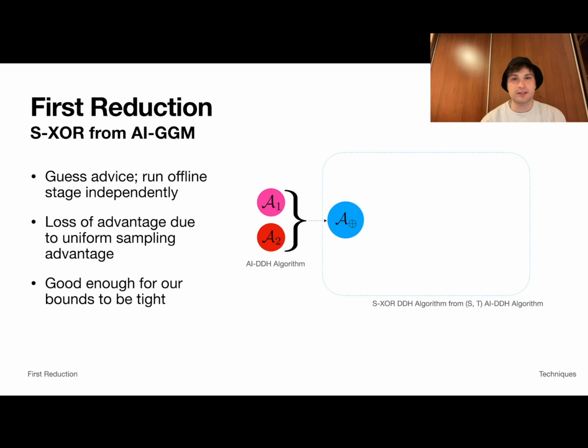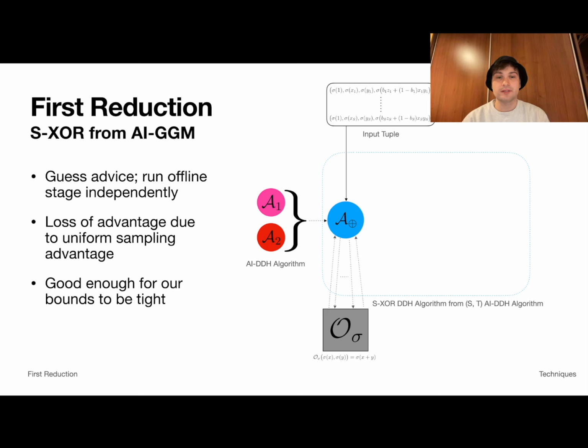Here, we're given access to a preprocessing algorithm denoted A1 and A2, where A1 is some unbounded algorithm outputting an S-bit advice string, and A2 is some online algorithm making T queries to a generic group oracle. This algorithm that we're designing takes as input S independently sampled DDH instances in the GGM model, as well as access to a GGM oracle.